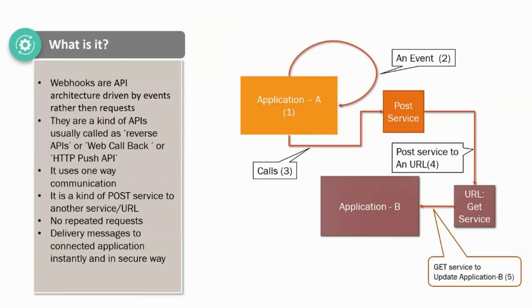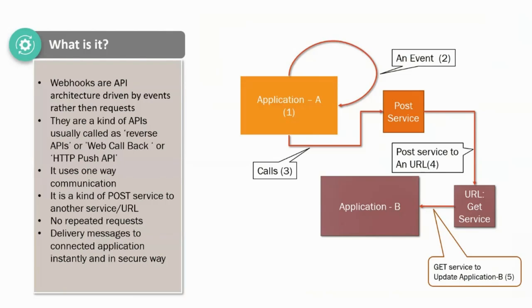Webhooks are otherwise called reverse APIs. They are also called HTTP push APIs or web callbacks because they push information to a target application based on an event, instead of an application making a request to a source application. With that, webhooks are a type of API with one-way communication that is triggered based on an application event. Webhooks are a kind of post service to post data to another URL. They use either HTTP or HTTPS protocol.